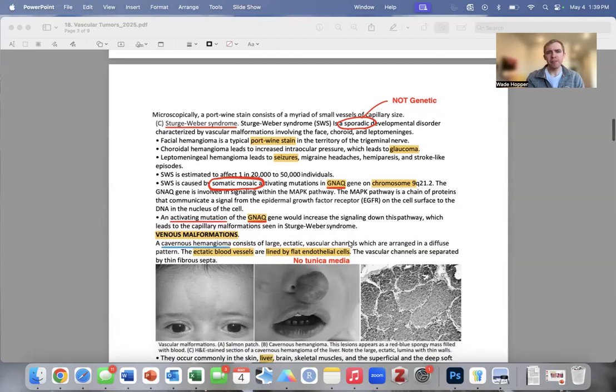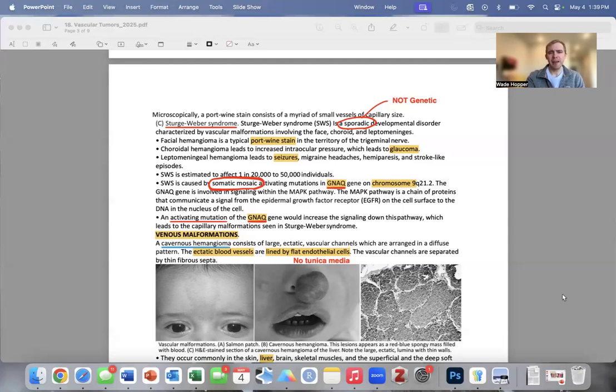But Sturge-Weber is an activating mutation in the GNAQ gene on chromosome 9. And this mutation leads to formation of hemangiomas. So this can be at the skin level, but this can also affect the eyes and the brain. You can get choroidal hemangiomas, which can predispose to visual deficits and glaucoma, even in young children. And you can also get these leptomeningeal hemangiomas, which, if they're in the brain, can cause things like headaches and seizures. So it can be a very serious condition.